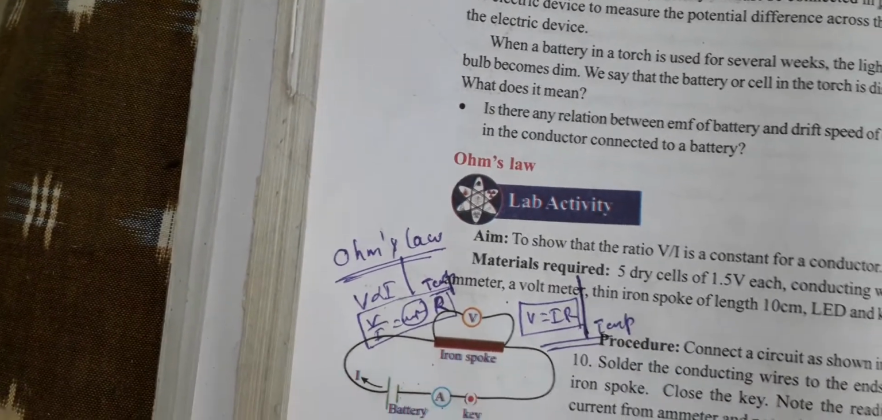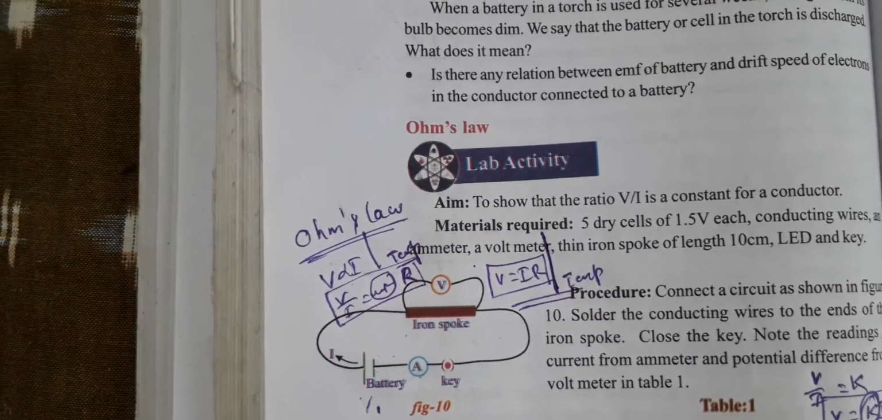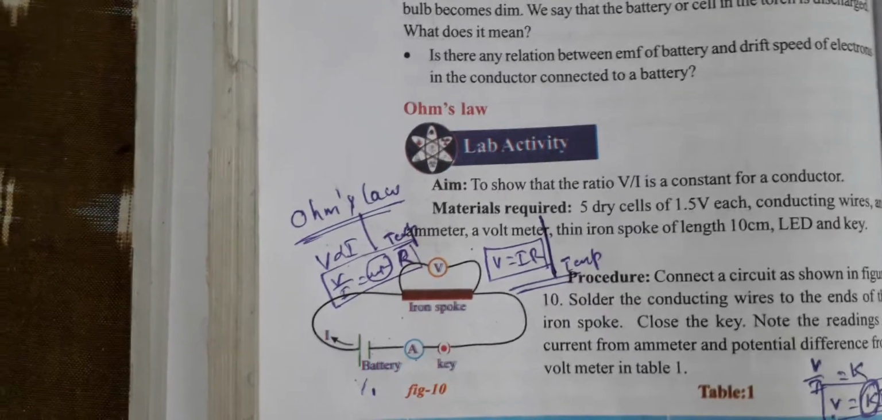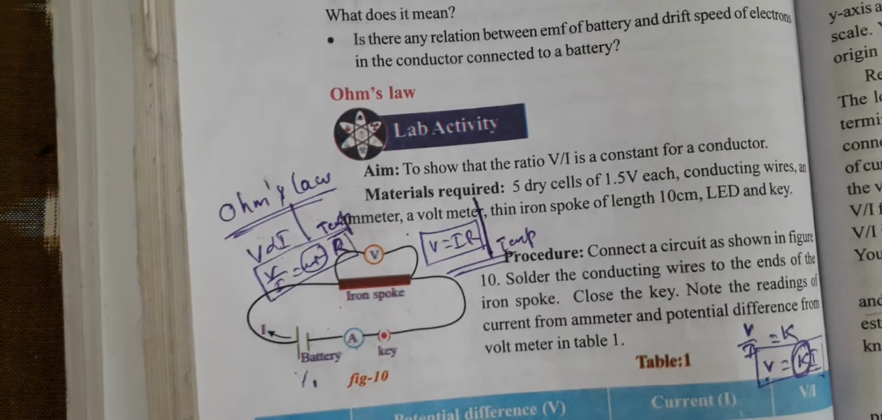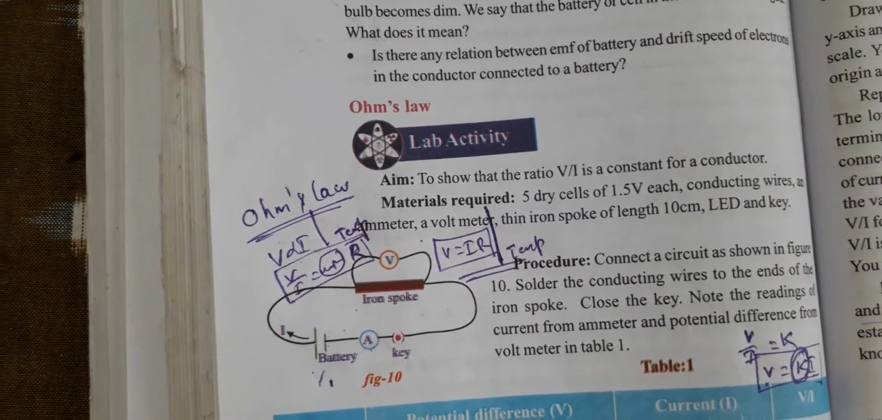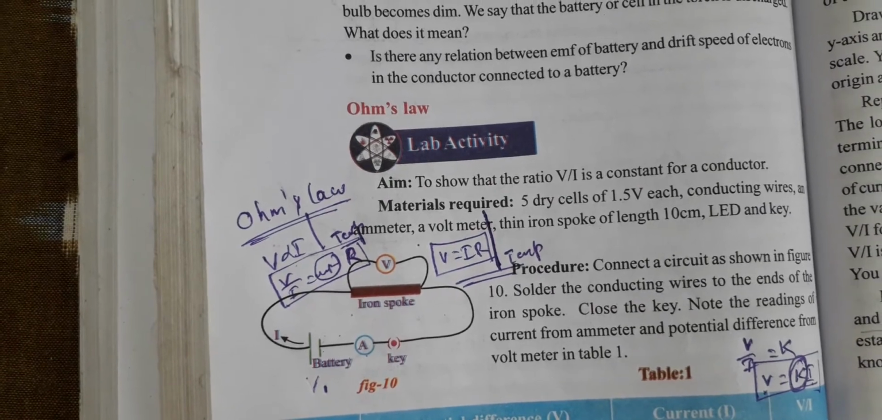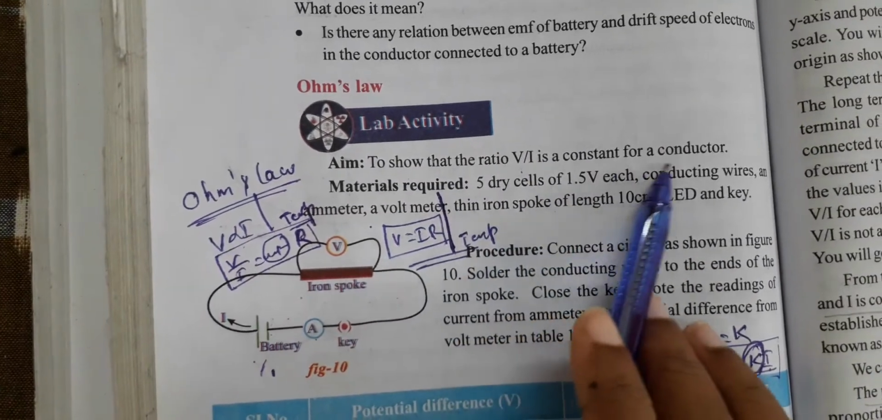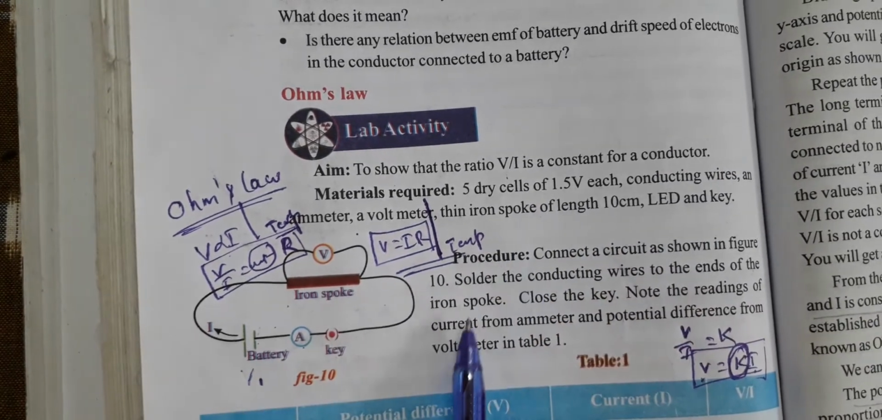When is this possible? Only at constant temperature. This is the limitation of Ohm's law. V is equal to IR at constant temperature. If temperature is changing, this relationship does not hold good. So this activity can also be called a verification of Ohm's law. The question can be asked just like that: show that the ratio of V by I is constant for a conductor. Okay, children, so this is about Ohm's law.